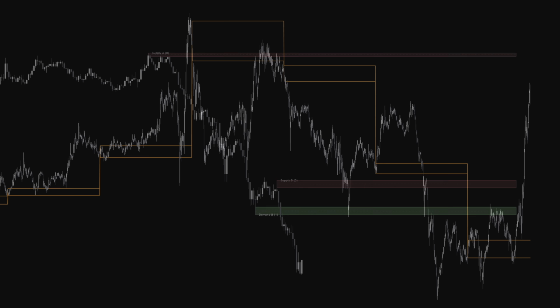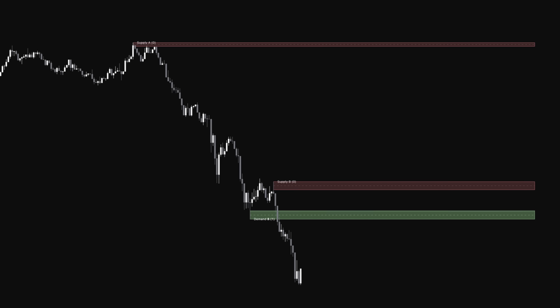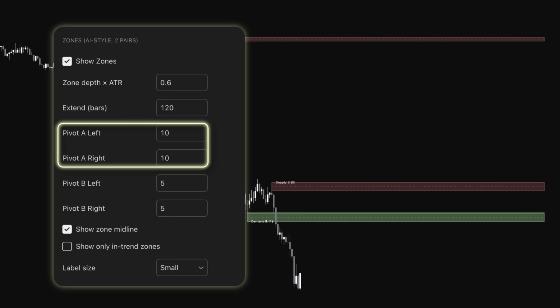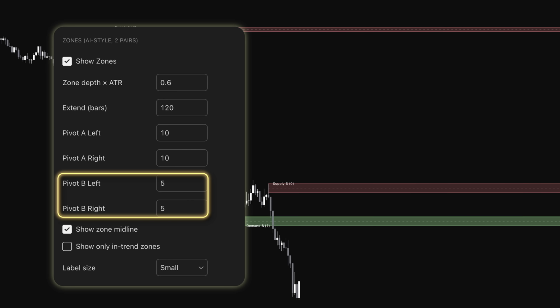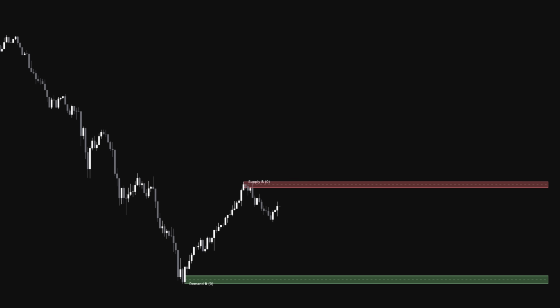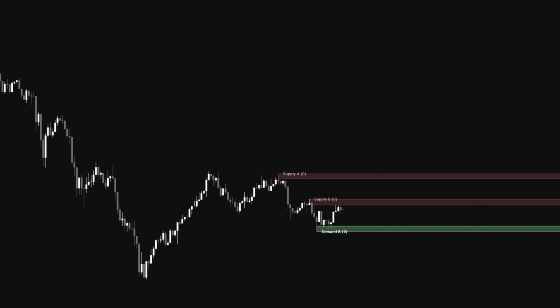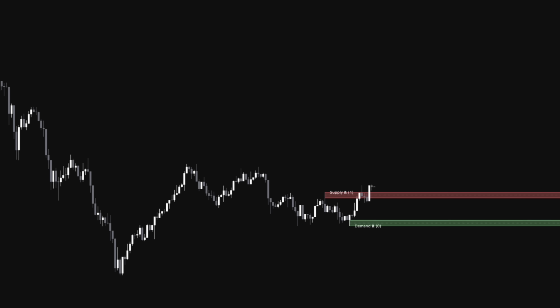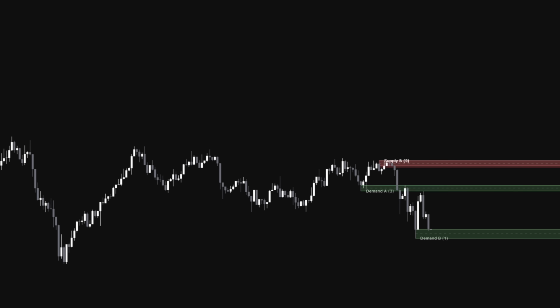real time. The zone system maintains 2 pairs of pivot-based supply and demand levels simultaneously, one using wider pivots for structural context and one using tighter pivots for near-term reference. Each zone tracks how many times price has touched it, which is directly relevant to how much weight you should give a level on the next approach. Zones that have been tested multiple times carry different significance than fresh ones, and this indicator surfaces that information automatically.